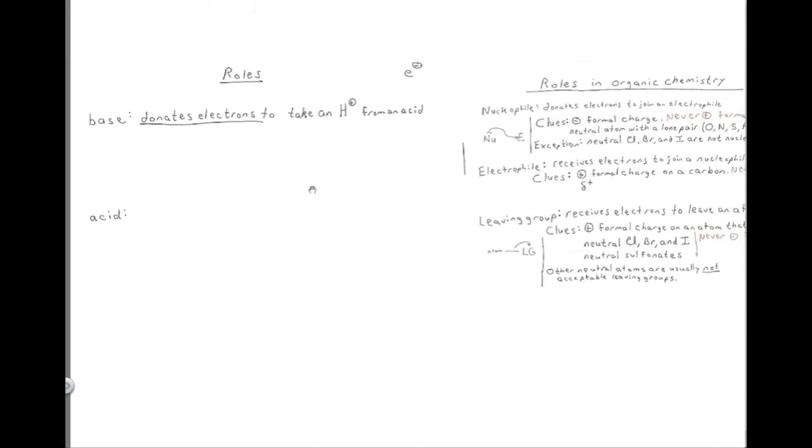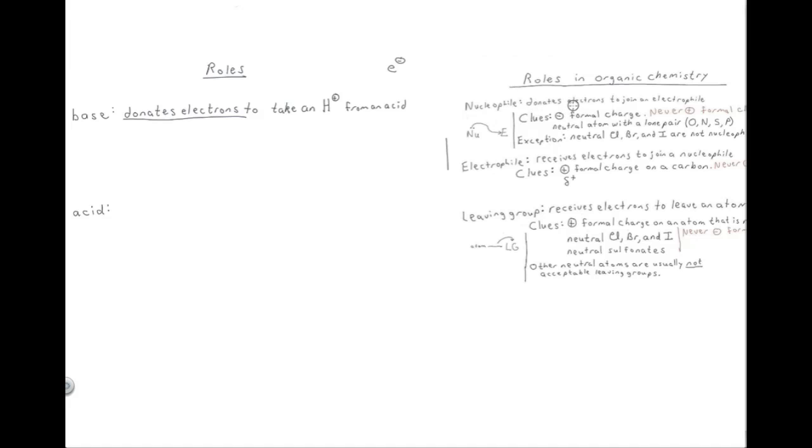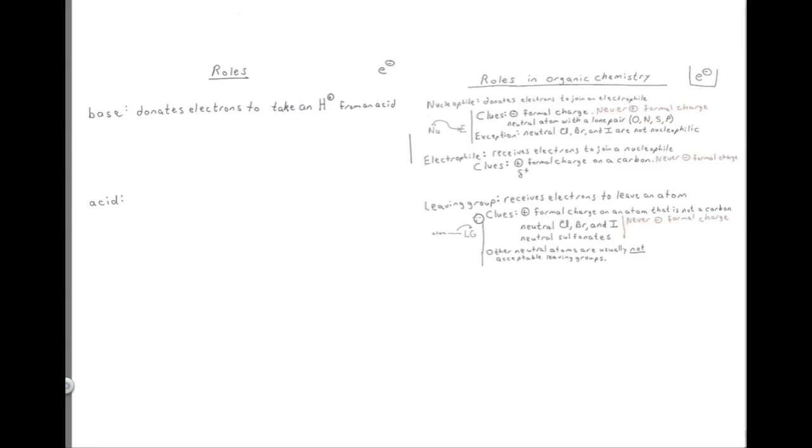We know that a nucleophile also donates electrons. If a base donates electrons and a nucleophile donates electrons, what's the difference? Well, remember, a nucleophile is donating electrons to join the electrophile, whereas the base is donating electrons to take a proton. Now you can see why we need a two-part definition, so we can see how a base and a nucleophile are similar, but also how they're different.